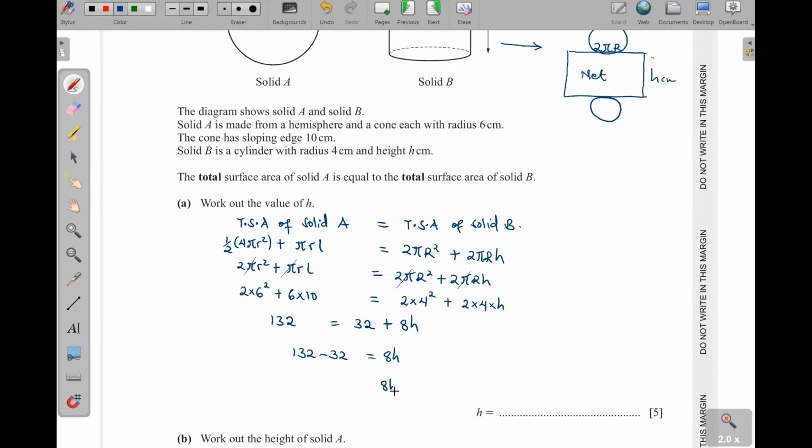And then 8h will be equivalent to 100. Then h will be equal to 100 divided by 8. Okay? And then from there, by 4, we shall get the 25. Then by 4 also down, we shall get 2. Then this one is actually the same as 12.5. You can write 12.5 or 25 over 2.